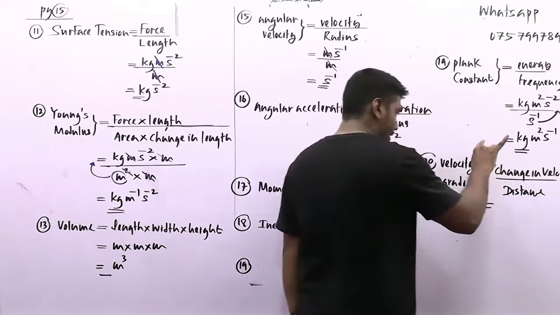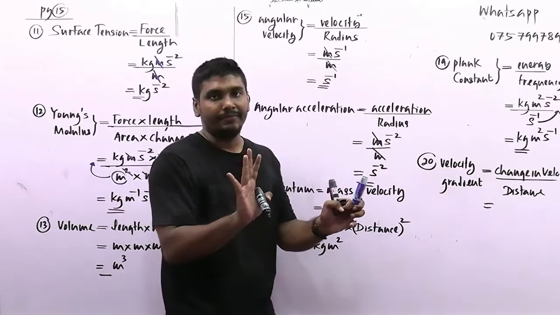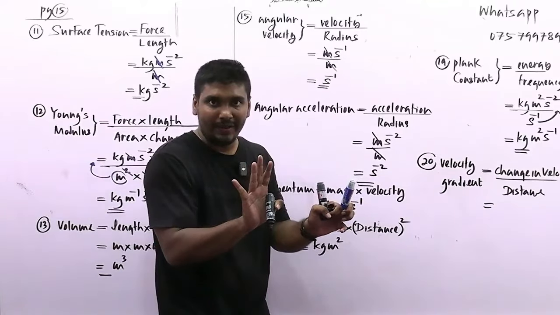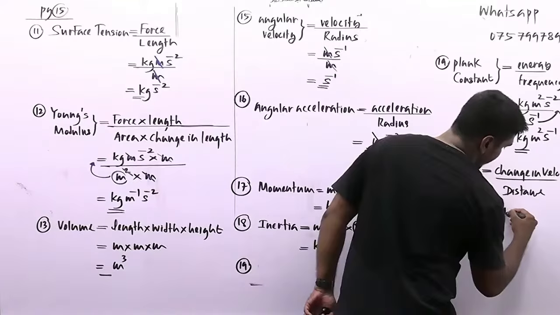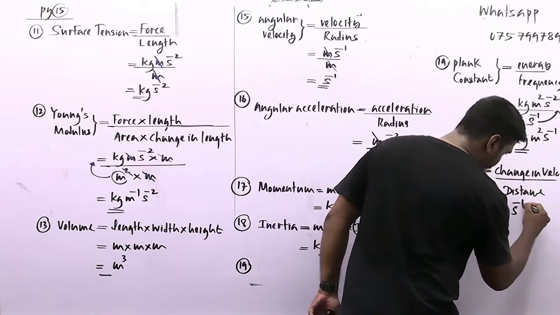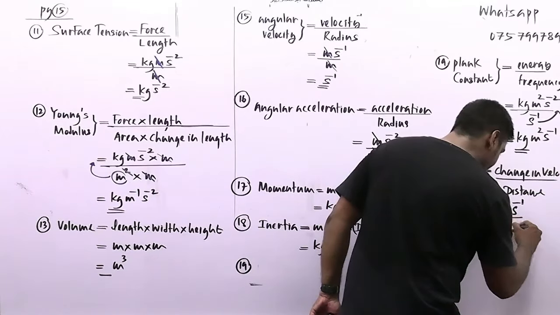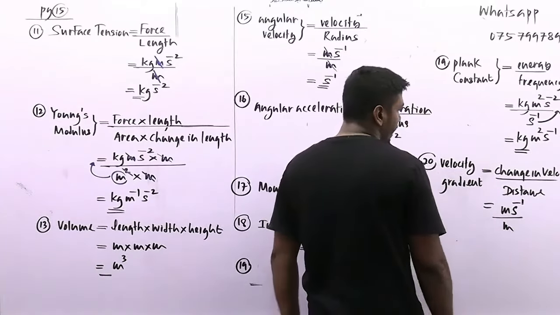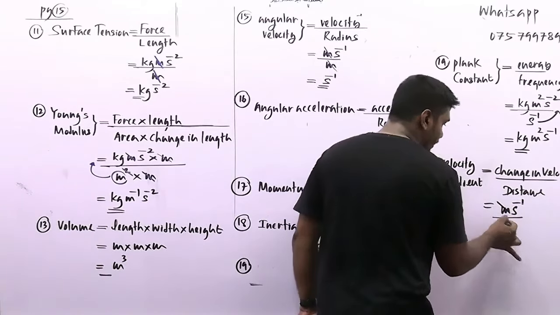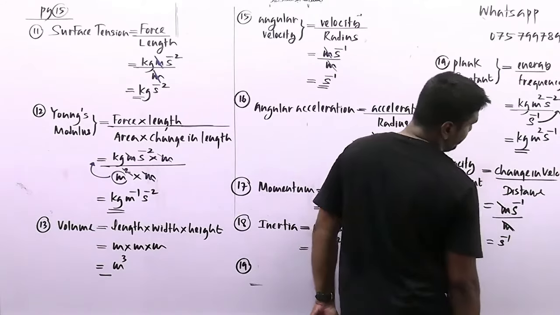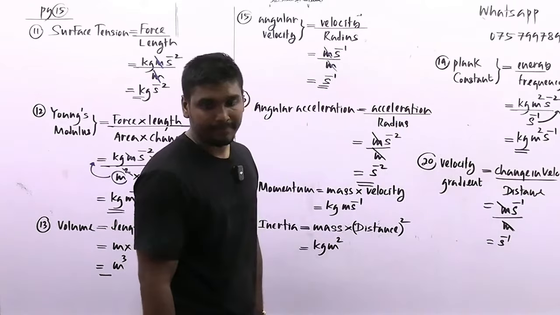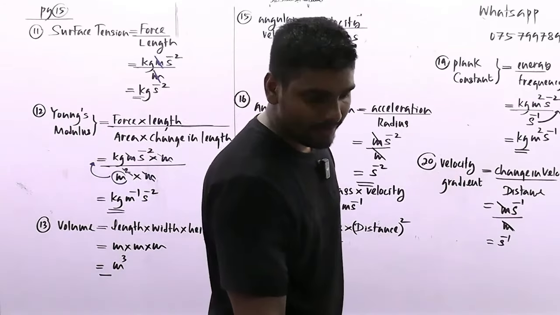Remember, change in velocity is also the velocity. So therefore, what must be the units of change in velocity? That is also m s to the power minus 1, over distance measured in meters. Then simple, cancel out. The units of velocity gradient are going to be per second.